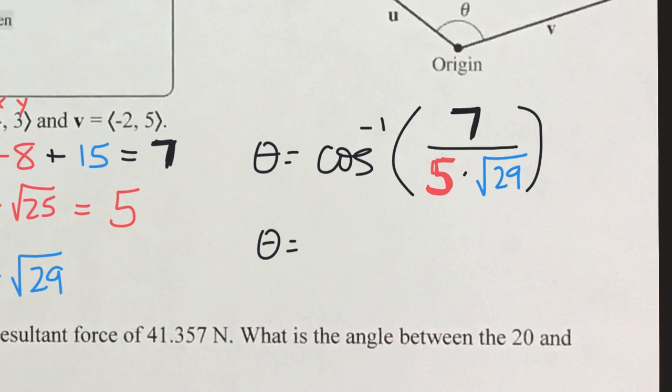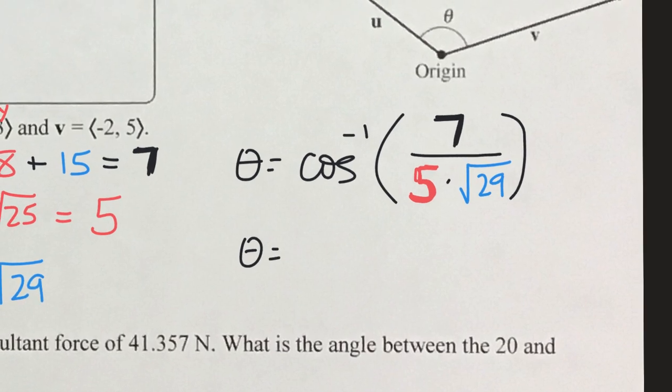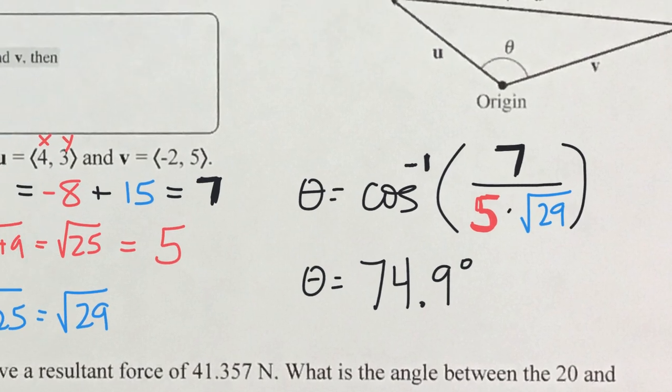Okay, so now all we need to do is plug this into our calculator. If you're using an Nspire, you can hit the Control Divide button in order to make a fraction. But make sure you're in degree mode so that we get a degree answer. And there's your answer rounded to 1 decimal.